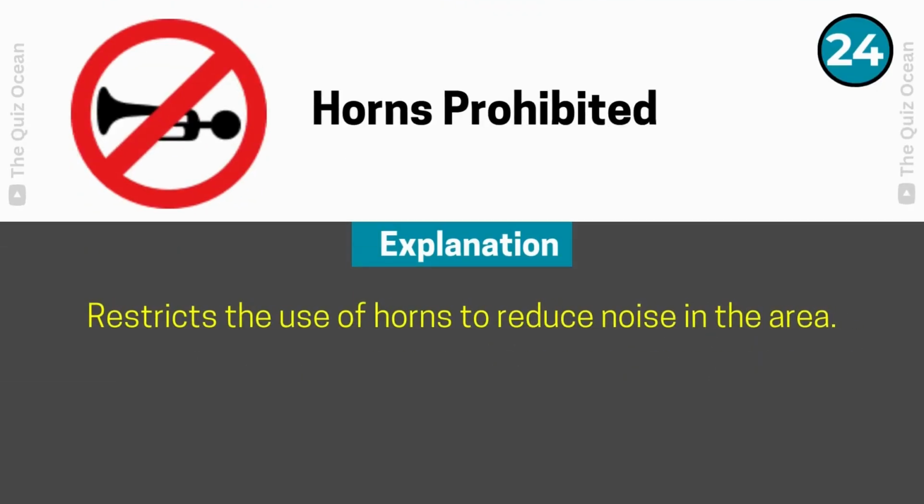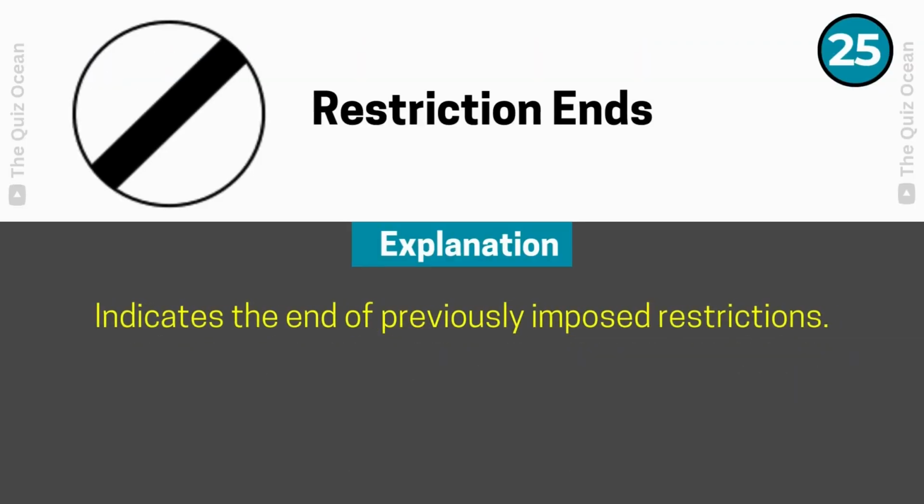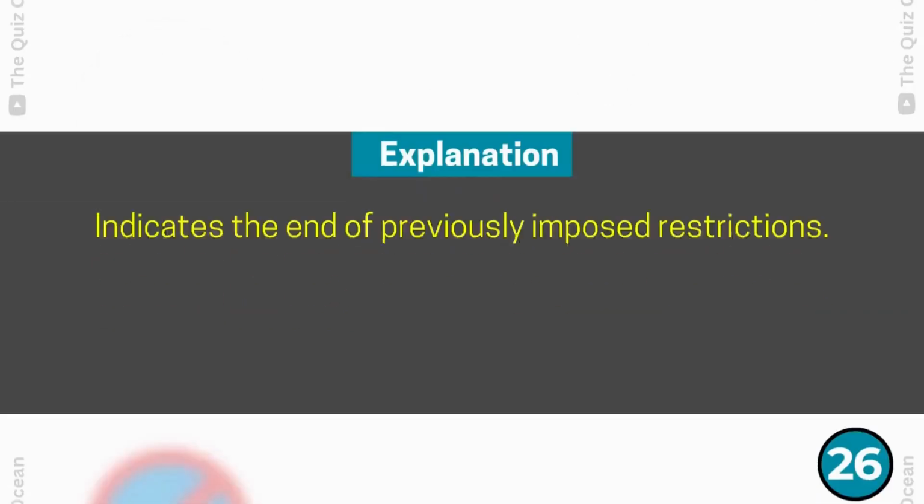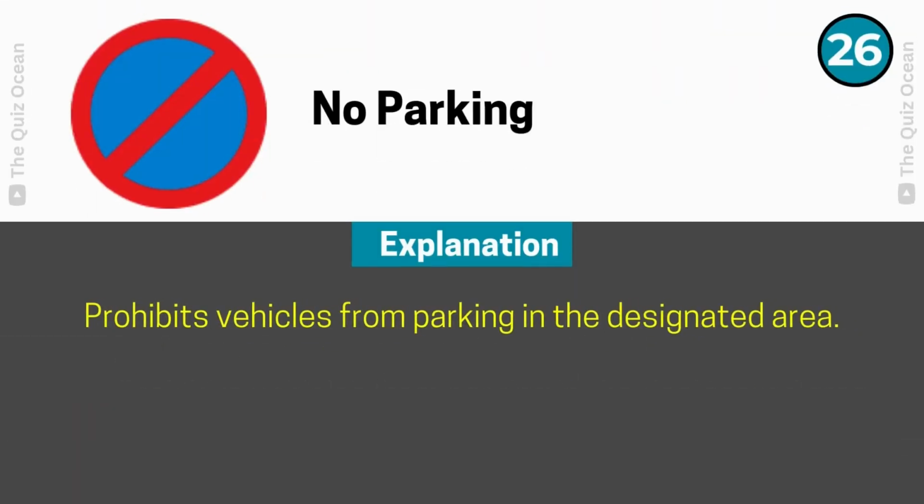Horns prohibited sign. Restricts the use of horns to reduce noise in the area. Restriction end sign. Indicates the end of previously imposed restrictions. No parking sign. Prohibits vehicles from parking in the designated area.